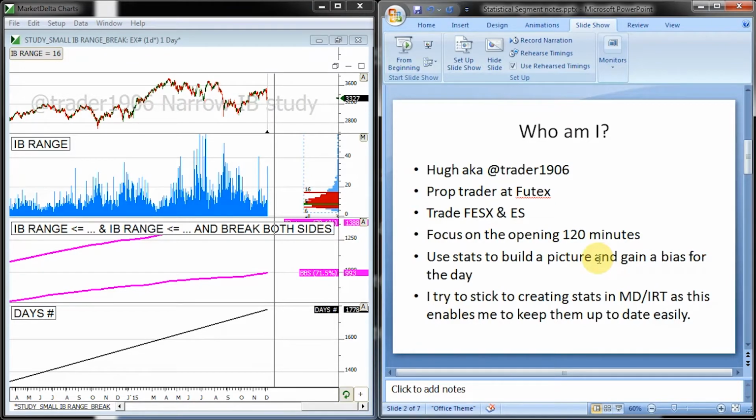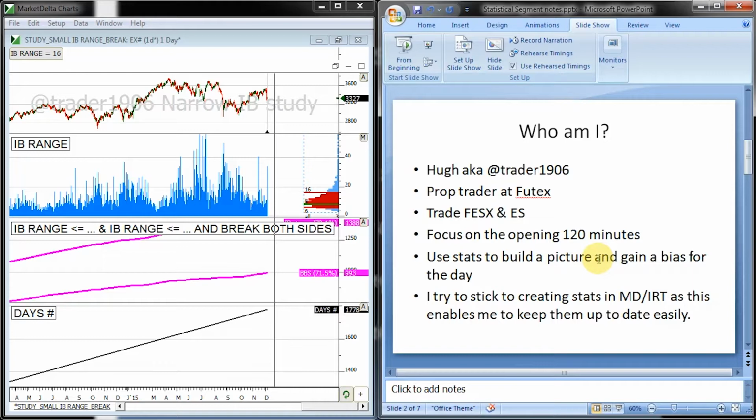And the way I use the statistics that I create is more to create a bias for the day. So I want to lean one way and have an idea about what is more probable on the day, and it's a different way of applying essentially technical analysis.